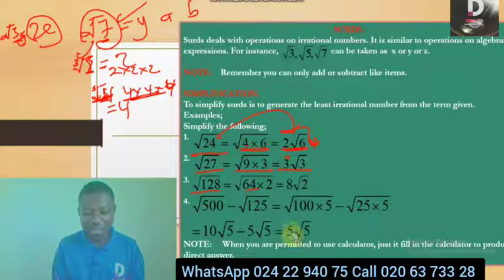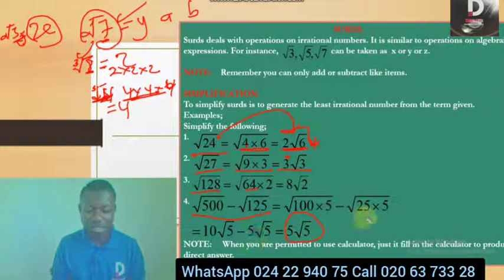Okay, it will produce a direct answer when you insert this in the calculator, right? Square root of 500 minus square root of 125. It will straight away give you 5 root 5. But the process means when you get them individually.